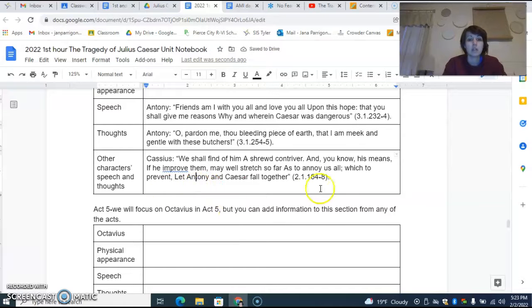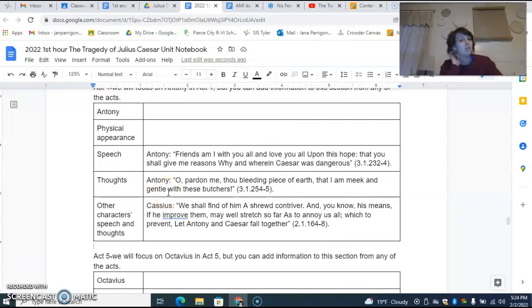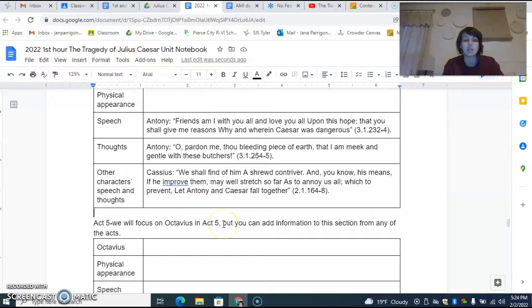So that's all we're going to fill in about Antony. His speech is that he is acting like he's friends with them when he goes in after Caesar's been killed. When they leave, we have his thoughts about how he really feels, and then we have other character speech and thoughts about him, that Cassius does not trust him, and he is correct not to trust him.